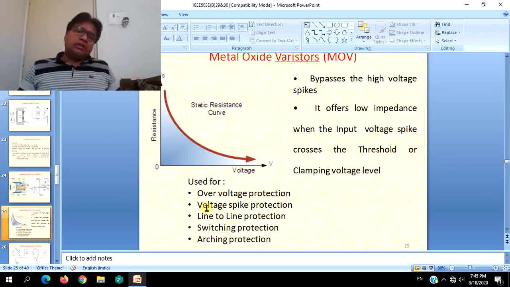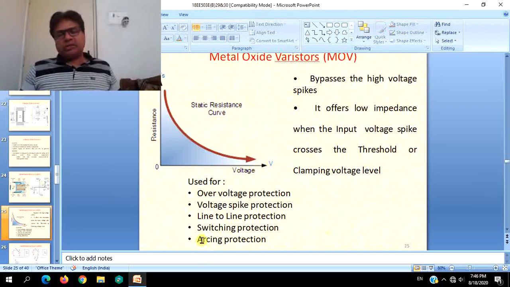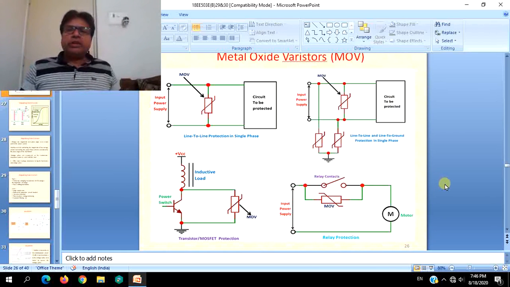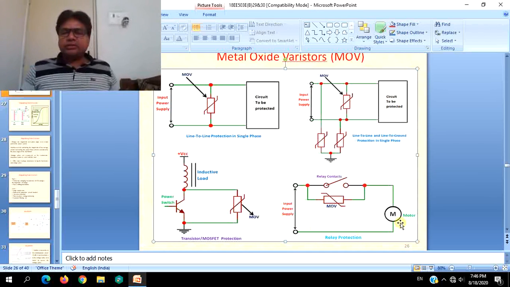These are used, obviously, for overvoltage protection or voltage spike protection, line to line protection, switching protection, and arcing protection, or whenever arcs form. That is, whenever switches are opened, there will be formation of arcs. Even for those arcs, the energy inside the arc has to be diverted from the actual device to be protected. So MOVs are the simplest options. In this slide are shown various procedures adopted for the protection of various devices or circuits by using MOVs.